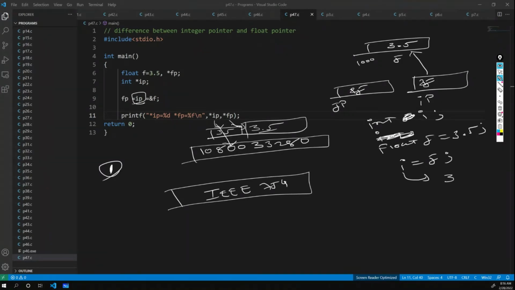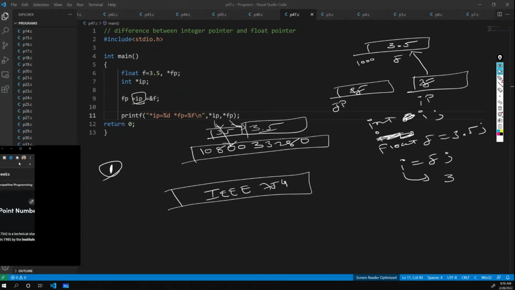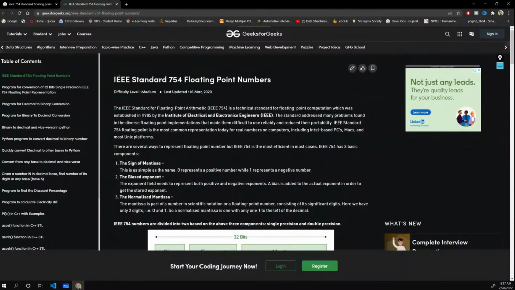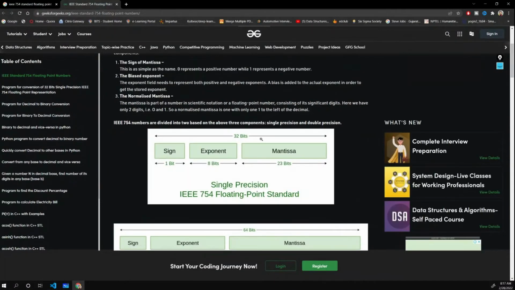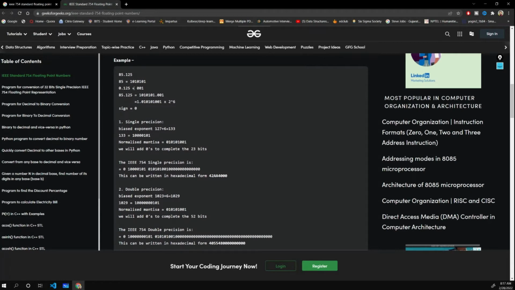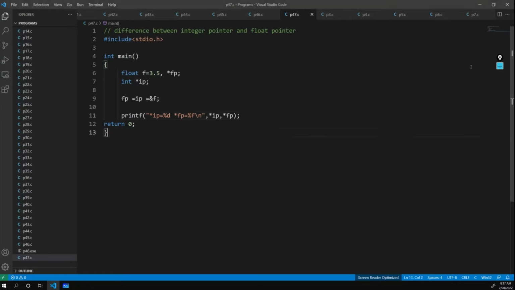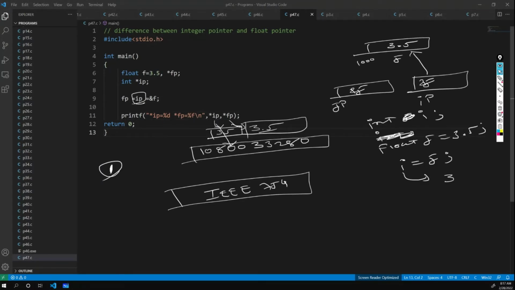You can see on Google what exactly the IEEE 754 standard is. I have opened the GeeksforGeeks website: IEEE standard for floating point numbers. Here, 32 bits: the sign bit, the exponent is 8 bits, and the mantissa. These are the formats, and this is how our data is stored. 85 is different, 0.125 is different, and 80.125 is a different value. In that format our data is stored, and because of that, if we directly use it, we will get that data.